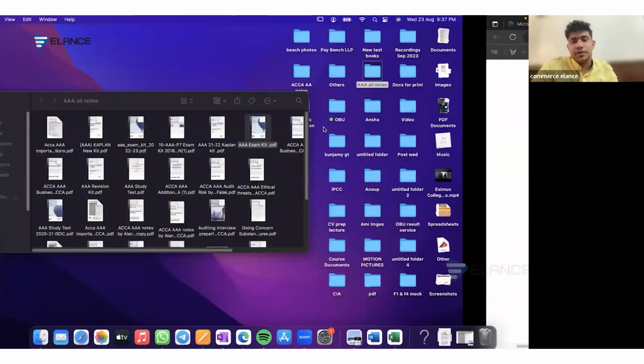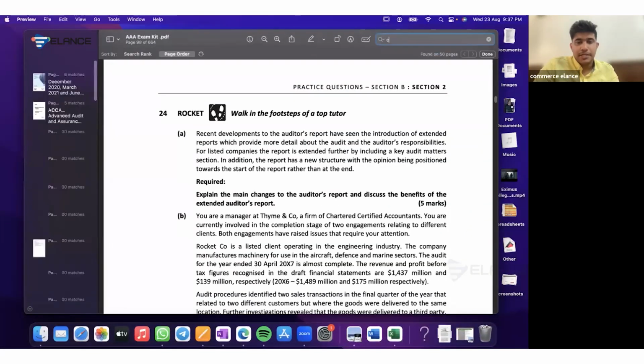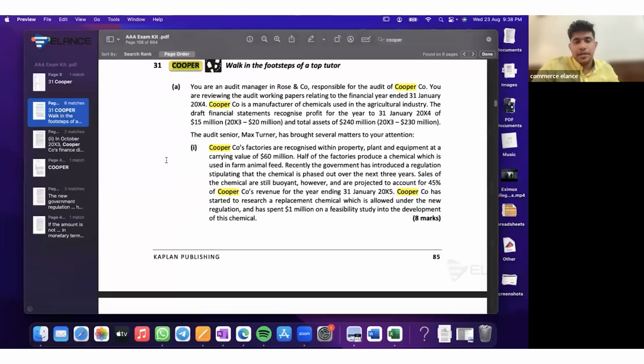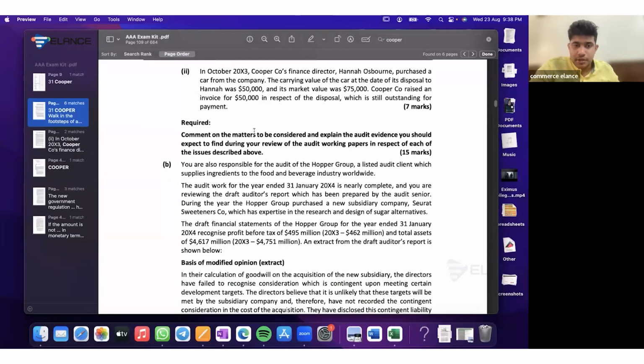There are some situations where you might be getting a scenario like this. It's a very common scenario, and you will be getting requirement like this. Comment on the matters to be considered and explain the audit evidence you should expect to find during the review of the audit working papers in respect of each of the issues described above. So they will ask you to explain the audit evidence that you can find during the review of audit working papers. So instead of asking you the procedures to be performed by the auditor, they will be asking you to explain the audit evidence that is actually required to be provided. Sorry, that can actually be found by the auditor during the time of the review of working papers.